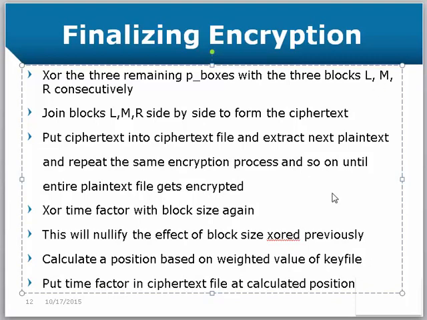Now store the time factor with the block size again. This will nullify the effect of the block size stored previously. Why have we done this? The reason is that we want to place the randomizer in the ciphertext file. So, we calculate a position based on the weighted value of the key file and put the time factor in the ciphertext file at the calculated position.